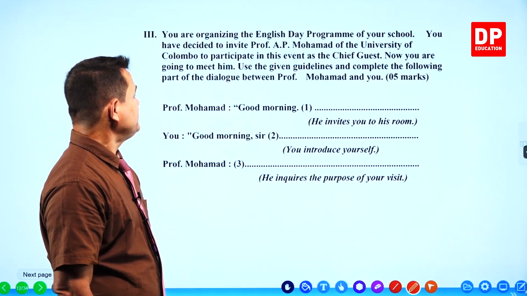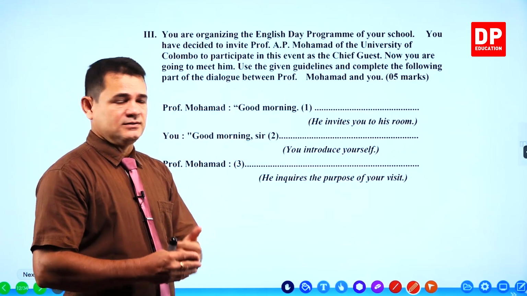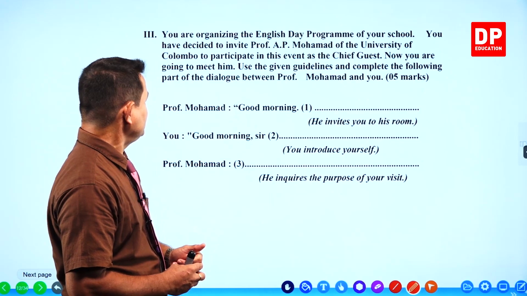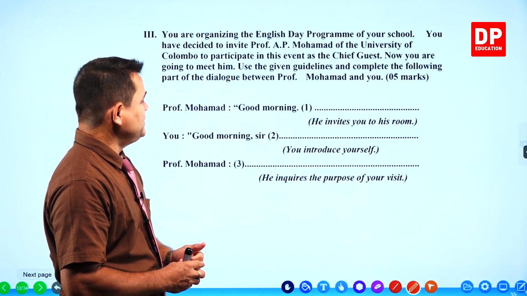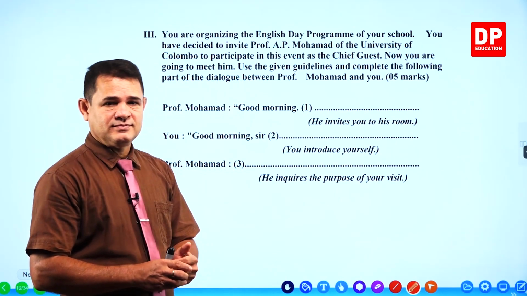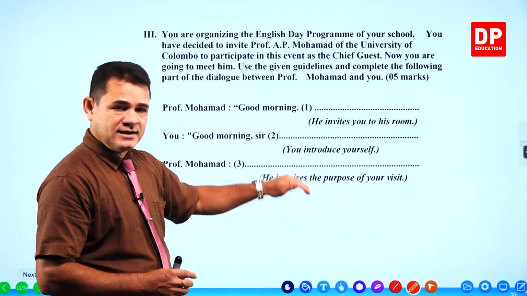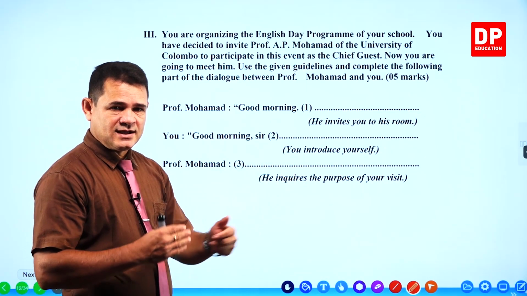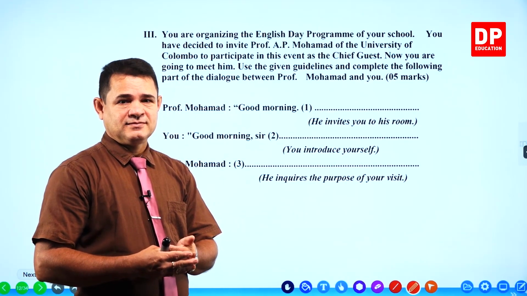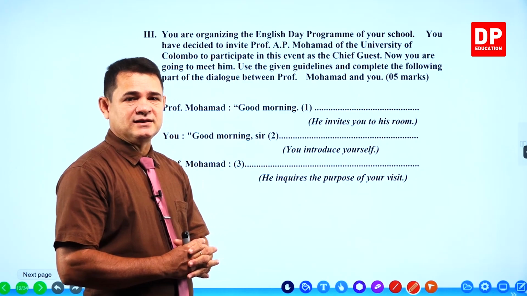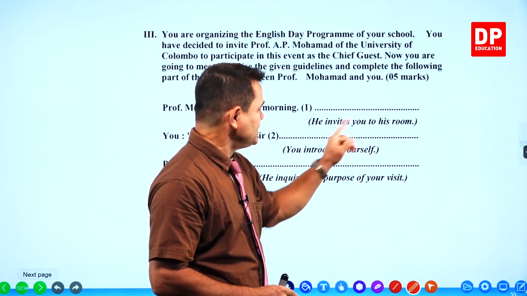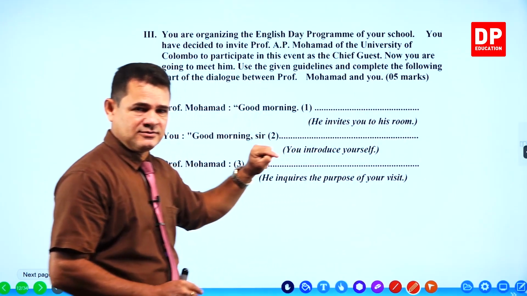Now you are going to meet him. දැන් ඔයා යනවා යා හම්බ වෙන්න. Use the given guidelines and complete the following parts of the dialogue between Professor Mohammed and you. Then the dialogue is given. ඔයා දැන් යා හම්බ වෙලා ඔයයි ඒ ප්‍රොෆෙසර් අතර වෙන කතාව මොකක්ද කියලා you have to complete it. Now let's see this. මේකෙදි උදව්වක් දීලා තියෙනවා within brackets. බලන්න හිස්තැනට යටින් ඔයා මෙතනදි කියන්න ඕනේ මොකක්ද කියන එක දීලා තියෙනවා.